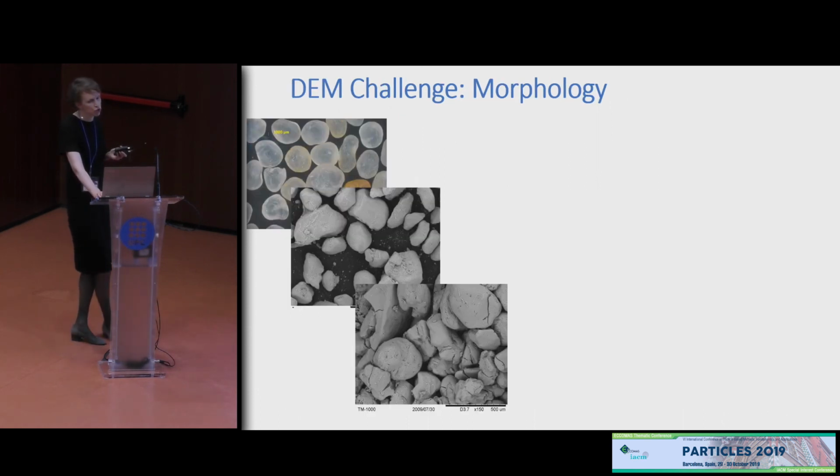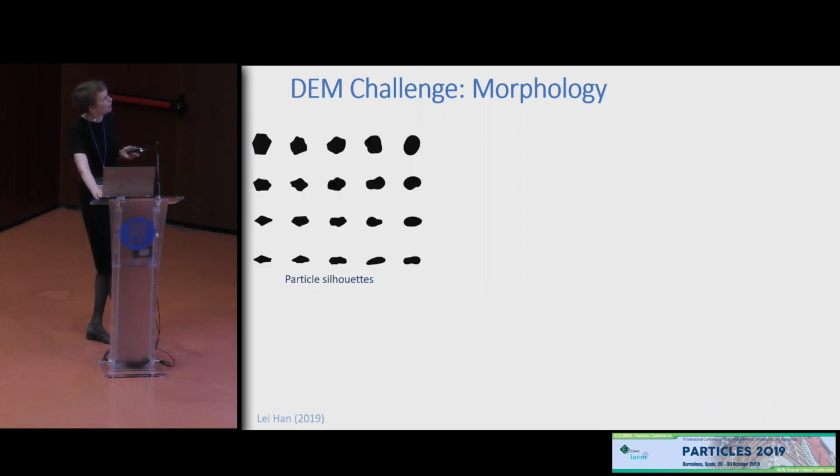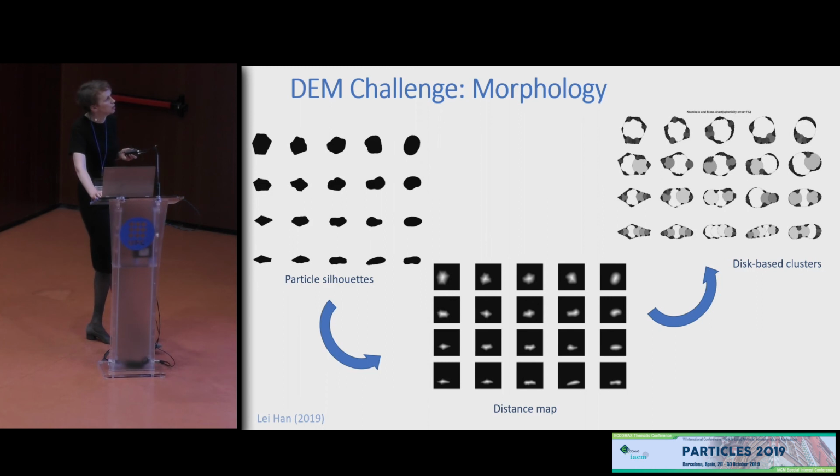I've already showed you these images of particle morphology. Additionally, we assess morphology using a visual chart like this one by Krumbein and Sloss. And in recent work, what we've been doing is trying to come up with ways to effectively capture the shapes in a DEM simulation by taking images of these particles, looking at their distance map, and using the distance map data to develop them. So this is some of the work we're doing in 2D to develop.